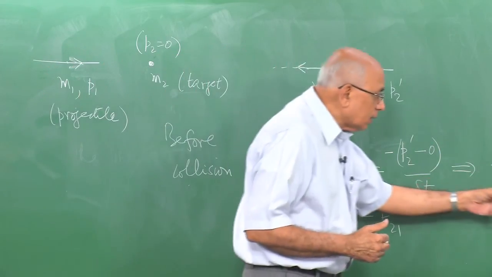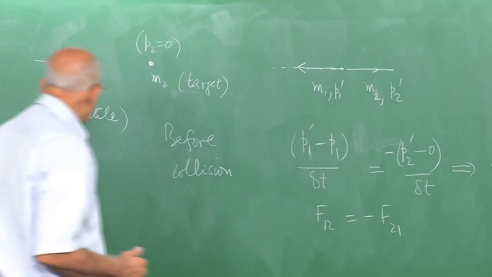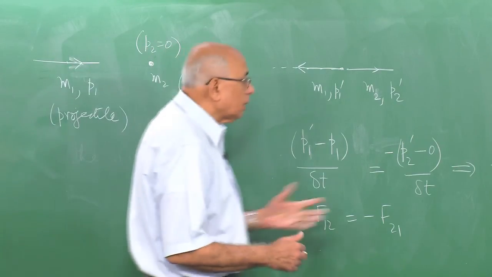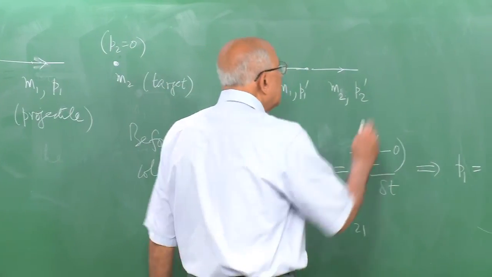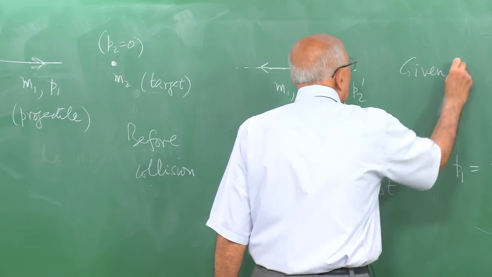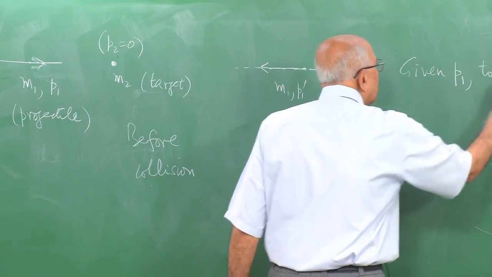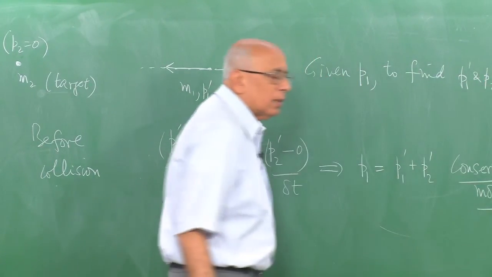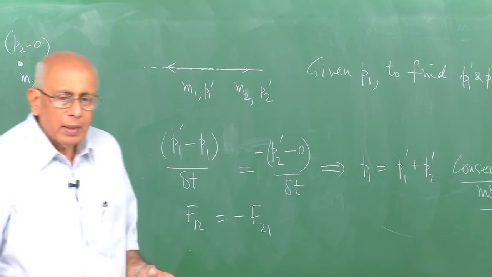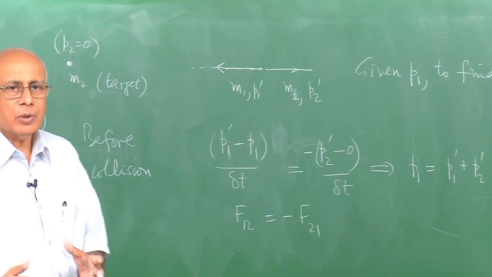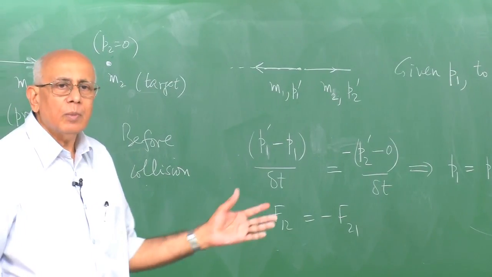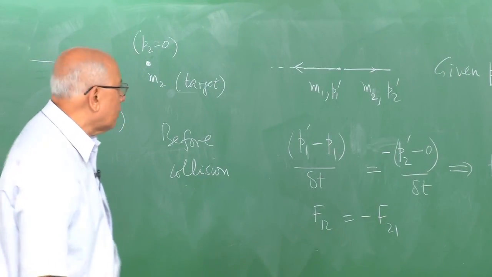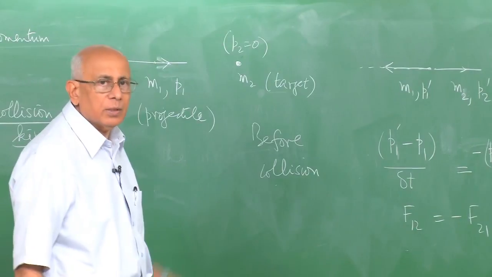Now we are going to use this principle, the conservation of energy, because we haven't written down that yet, in order to solve this problem. And what do we need to solve? Given P1, to find P1 prime and P2 prime. In other words, how is the initial momentum divided up between the target and the projectile after the collision? And then once you know the momenta, you know the kinetic energies, so we could ask how much energy is transferred from the projectile to, say, the target. And this is what we are going to do next.